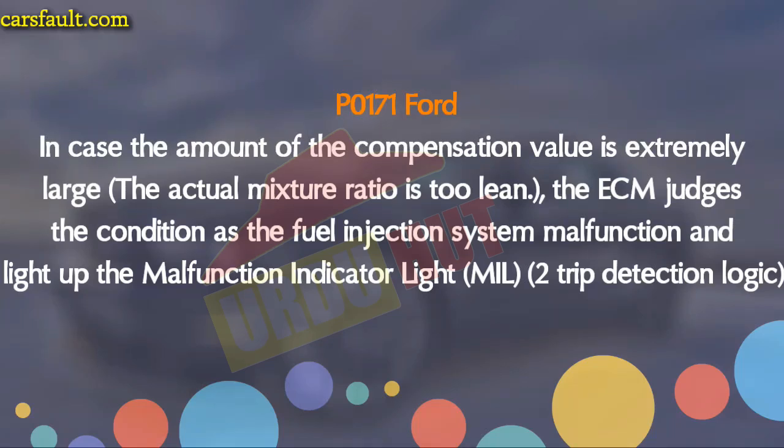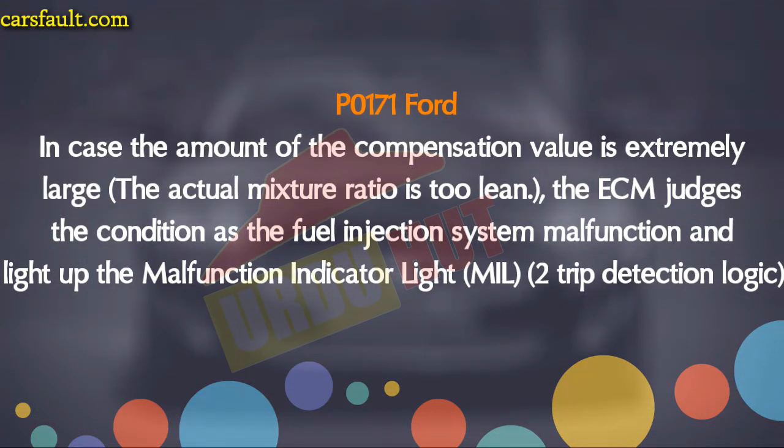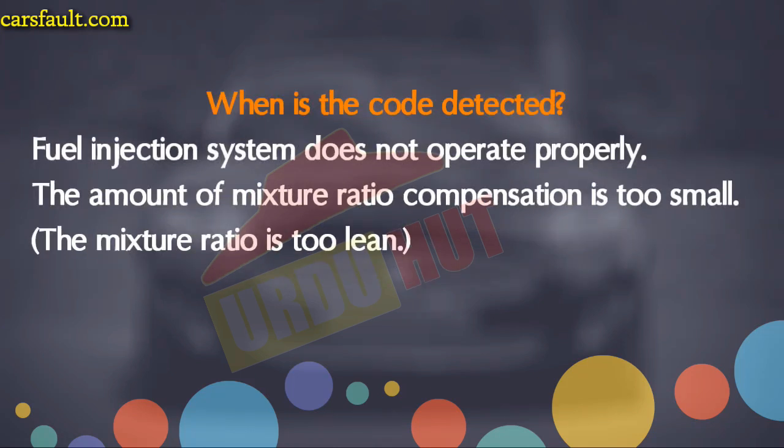In case the amount of compensation value is extremely large, meaning the actual mixture ratio is too low, the ECM judges the condition as a fuel injection system malfunction and lights up the malfunction indicator light to trip the detection logic. So when this code is detected, the fuel injection system does not operate properly and the amount of the mixture ratio compensation is too small.